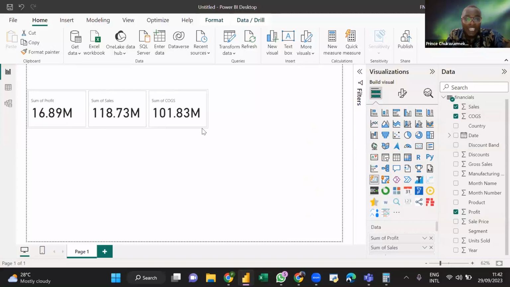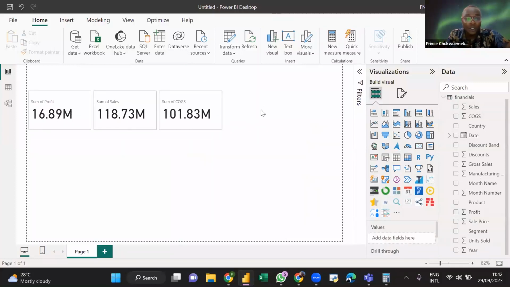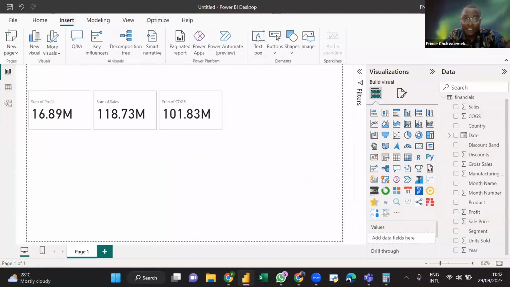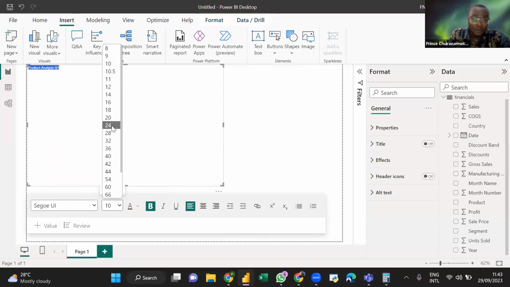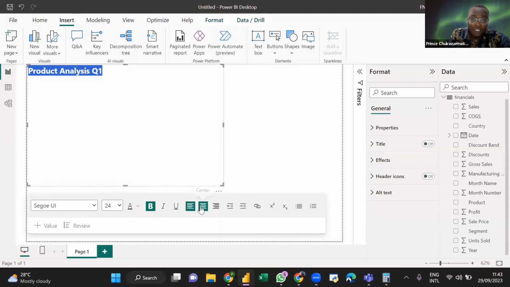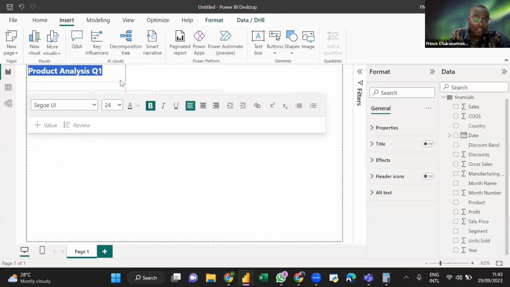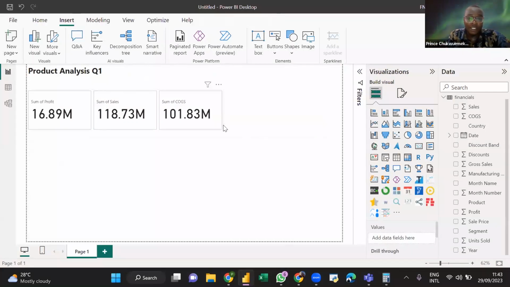Also, mind you, every dashboard should have a title. To add a title, you go to insert, go to text, and here we can say we want to see product analysis. That's what I want to title it, let's say for Q1. You can do any kind of formatting: I want to bold it, and the font size should be a little bit bigger, so let me do 24. You can centralize it if you want, but I just want it to be on the left. So I have my title here. This is my product analysis for Q1.